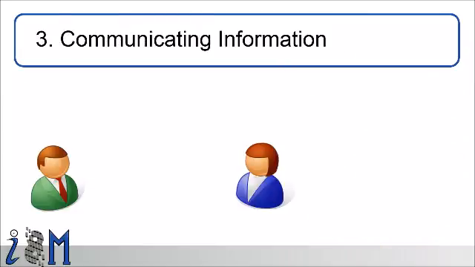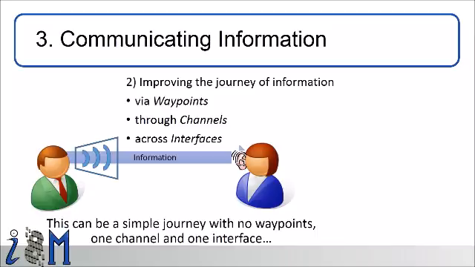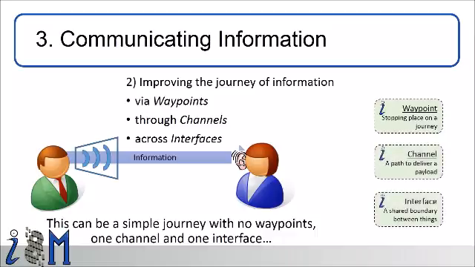Communication is the way by which we move information and data, and this can be between people's heads, it can be between machines, it can be from people to machine or machine to people. It's all about the movement of data and information across time and space. Typically we'd think about this in terms of waypoints and channels and crossing interfaces. The example I've got here is just of a conversation. So information is spoken, it has a simple journey, no waypoints, one channel and one interface before it reaches the other person's ear.